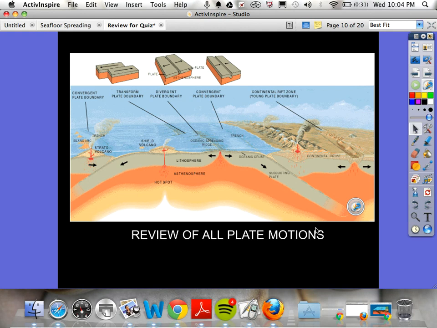So this diagram is a review of all plate motions. Over here we have oceanic and continental crust forming volcanic mountains. Here we have oceanic crust and oceanic crust separating, making a mid-ocean ridge. Here we have oceanic crust and oceanic crust converging and creating a volcanic island arc. And those are some of the geologic features formed as a result of plate boundaries.